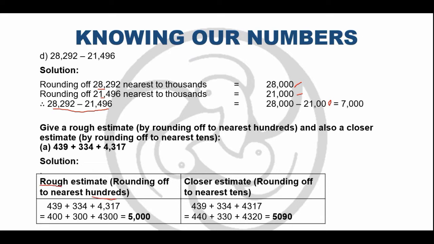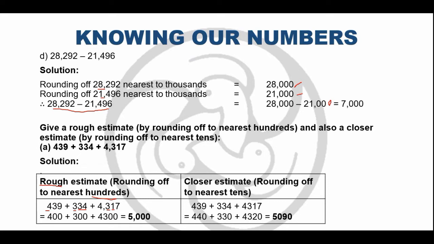What is in the 100 position? 4. So you have to look at the right side number, that is 3. 3 is less than 5. So you have to write the number as it is. It is 400 plus, for 334, what is in the 100 position? 3. The right side number is also 3, which is less than 5. That means you write the number as it is. So 300. For 4317, what is in the 100 position? 3. The right side number is 1. It is less than 5. That means you write the number as it is. So 4,300. Whenever I add all these three numbers, I get the answer as 5,000.